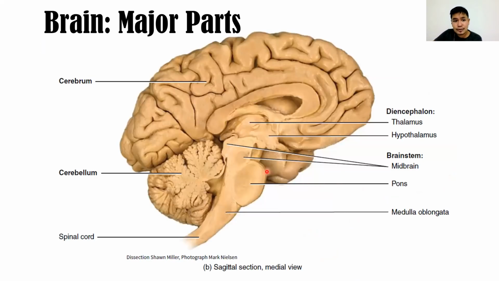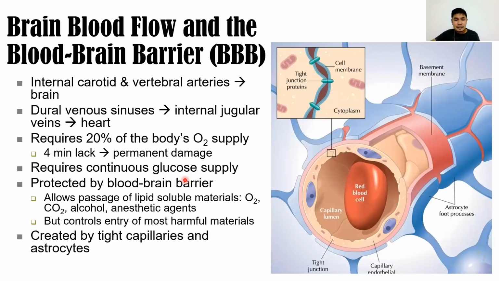There's another picture. Cerebrum, the encephalon composed of your thalamus, hypothalamus, and epithalamus. Brainstem: midbrain, pons, medulla, here. The cerebellum over here. Okay, so let's discuss the brain blood flow and the blood-brain barrier, or your BBB.